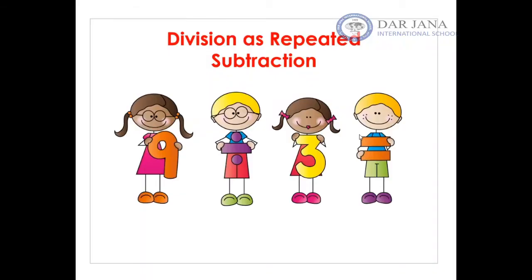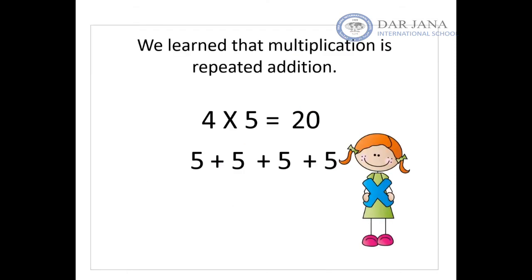Today we're going to take a new lesson. It's going to be division as repeated subtraction. Remember from before, anytime we have equal groups, for example, like this example, 5 plus 5 plus 5 plus 5, I used to use a shorter way, which is using multiplication to find my total.